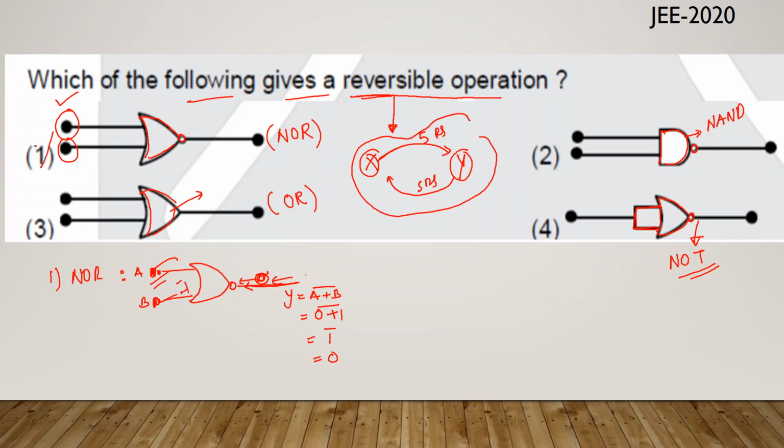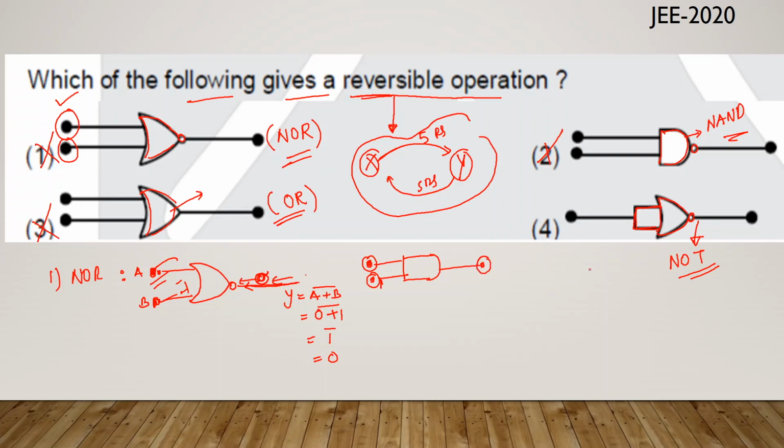That is the reason these options can't be the right answer. The NAND and NOR options could not be the right answer. Why can't they be the right answer? Because all of them have 2 inputs but only one output.